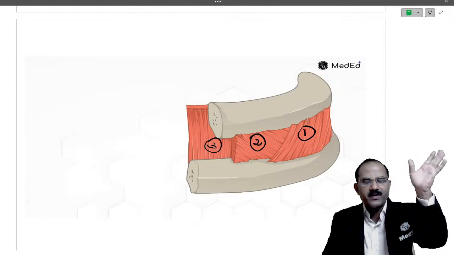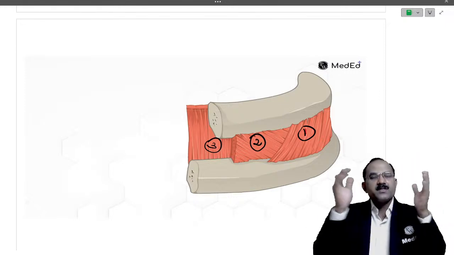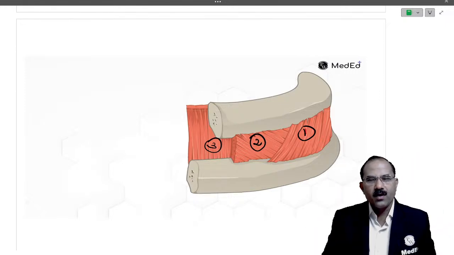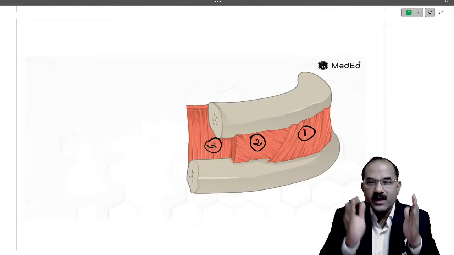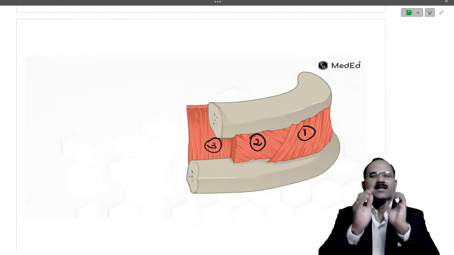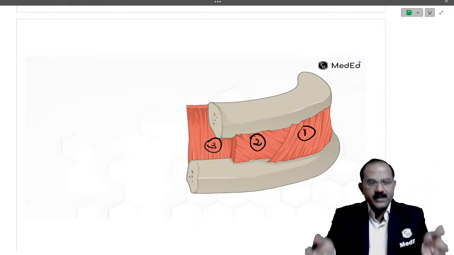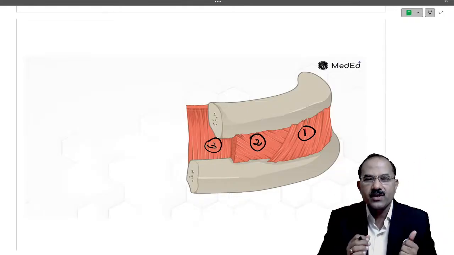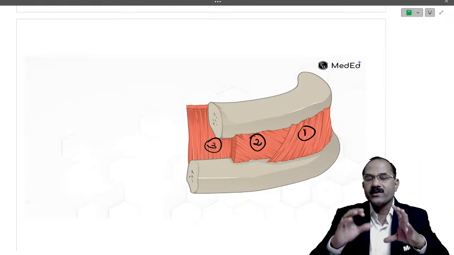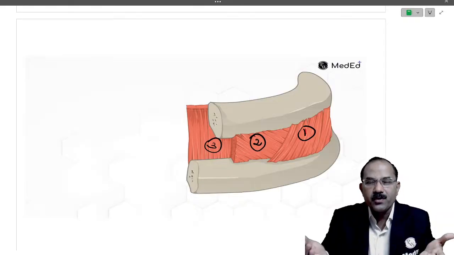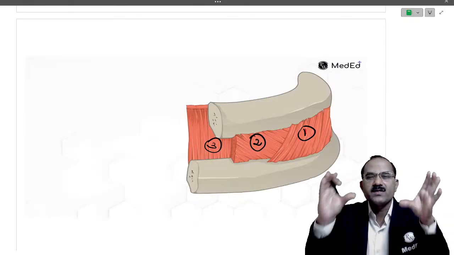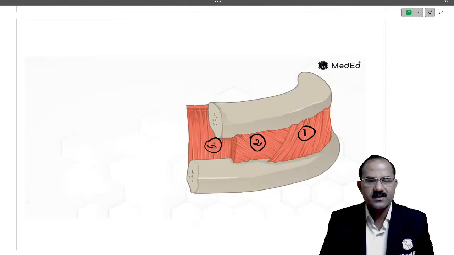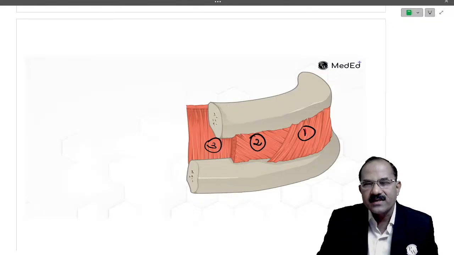Good evening to all of you. So the transverse thoracic muscle, or it is also known as the innermost intercostal. You take it as innermost intercostal. So external intercostal, internal intercostal, and the innermost intercostal. Now this innermost intercostal belongs to a group of muscle which is known as the transverse thoracicus.